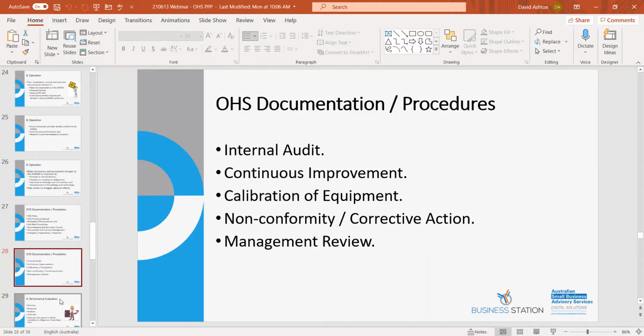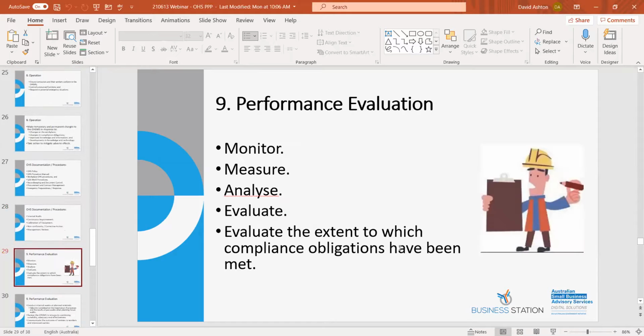And then you need, as the owner or the manager of the business, to constantly review the performance of the system, review any incident reports and the like, and make changes to the system as appropriate. Management review is monitoring, measuring, analysing, evaluating the success of the implementation of the system, but it's also evaluating the extent to which your compliance obligations have been met. So are you complying with the law? Are you complying with your contractual requirements?